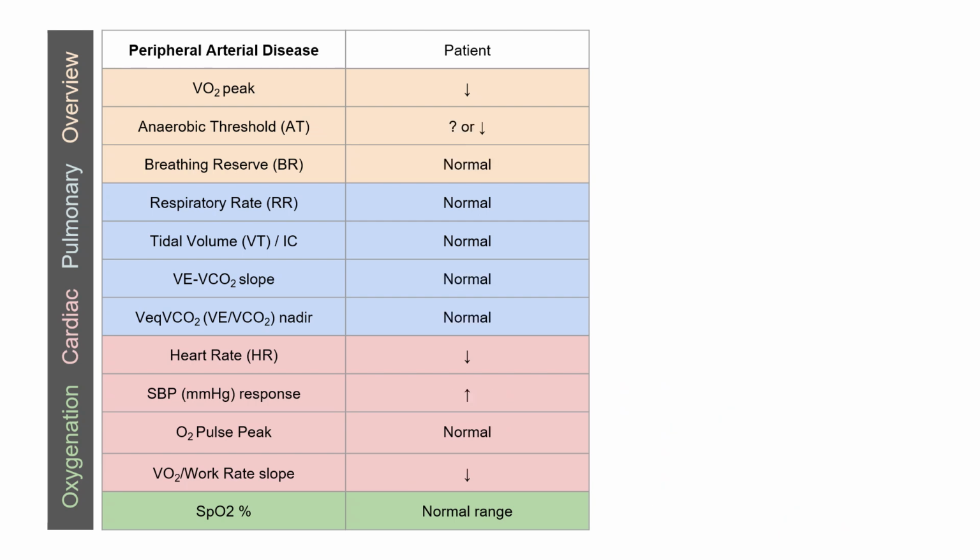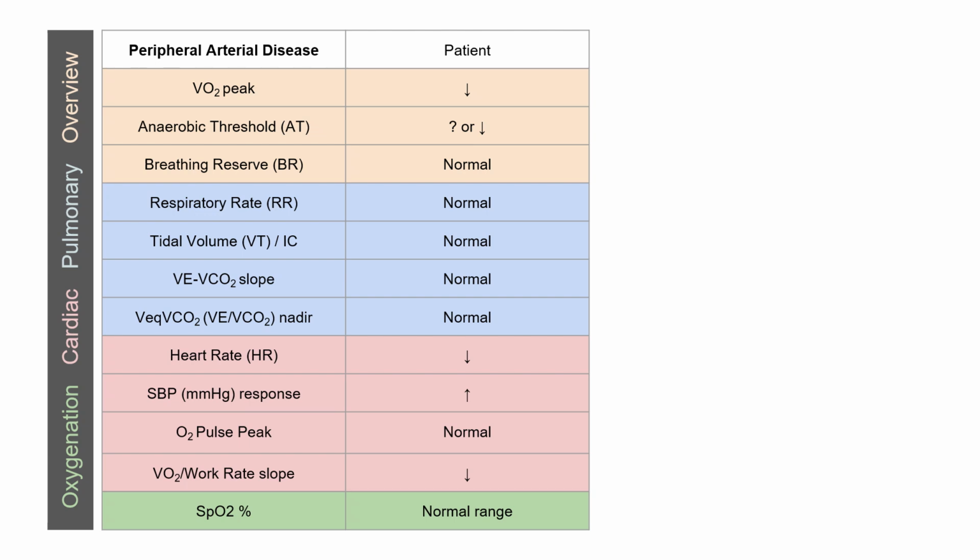Now in a patient with peripheral arterial disease, their maximum VO2 and anaerobic thresholds are reduced because their peripheral arterial disease has reduced the internal diameter of their conducting arteries to the limbs, and this prevents the increase in blood flow needed to meet the increased metabolic demand of exercise. So because of that, they'll have a reduced VO2 peak, and they may have either a reduced anaerobic threshold, or it may be hard to see if they've even reached their anaerobic threshold because often they'll stop because of severe claudication. Their breathing reserve as well as their other pulmonary variables will all be normal.